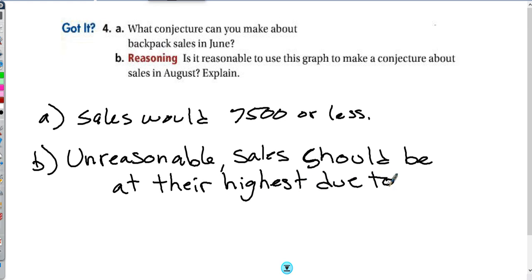Due to, and I worked in the retail industry, it's BTS. Back to school, BTS, due to back to school. So everything, like clothing, shoes, book bags, August is their biggest month, especially kids' clothing, kids' shoes, because it's back to school. So it is very unreasonable to use that graph because August should be the highest month and September should be a close second, because sometimes people wait until after going back to school to see what they need. So that's what you would get for those.